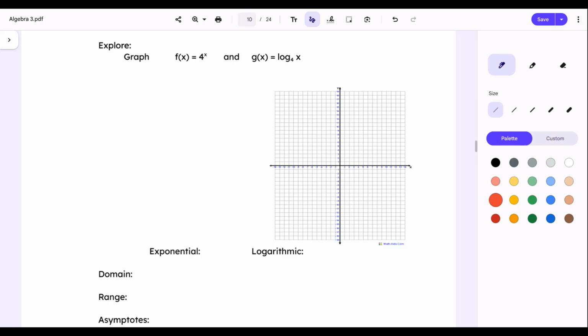All right, if you're still finishing up, that's fine. I'm just going to get started on filling out my tables that I would have used in order to help me graph, okay?